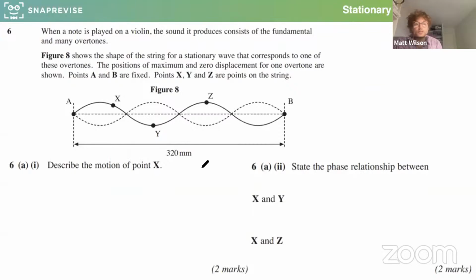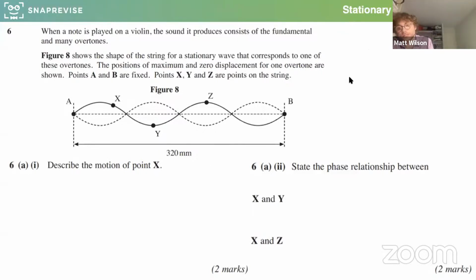When a note is played on a violin, the sound it produces consists of the fundamental and many overtones. This is a really good question, by the way. Figure 8 shows the shape of the string for a stationary wave that corresponds to one of these overtones. The positions of maximum and zero displacement for one overtone are shown below. Okay, good. Points A and B are fixed. Points X, Y, and Z are points on the string. Describe the motion of point X.